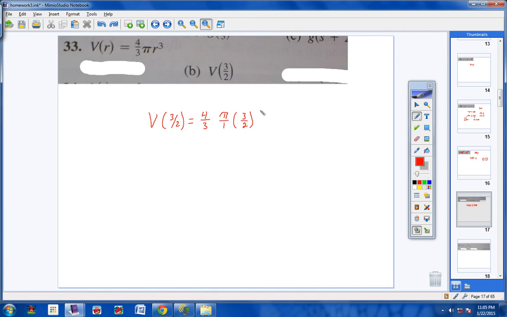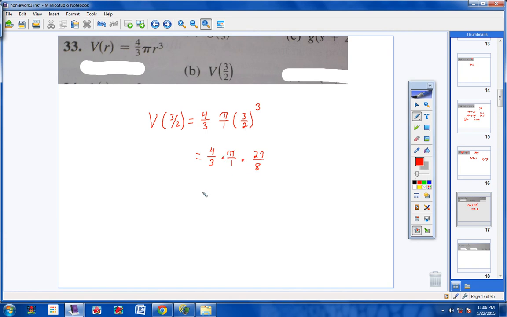And then cubed. So now I have 4 thirds times pi over 1 times... 3 times 3. Oh, I'm sorry, that's not right. 27 over 8. 3 times 3 times 3 is 27. 2 times 2 times 2 is 8.